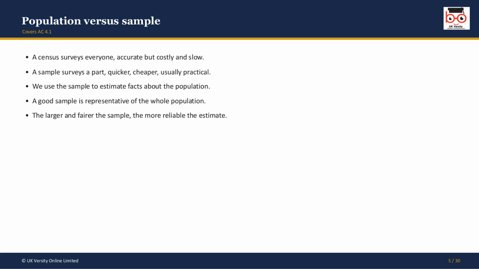Let's weigh up a census against a sample. A census surveys everyone, so it's accurate, but it tends to be costly and slow. A sample surveys just a part of the population, which is quicker, cheaper, and usually far more practical. We then use that sample to estimate facts about the whole population. And the key is that a good sample is representative. The larger and fairer it is, the more reliable your estimate.